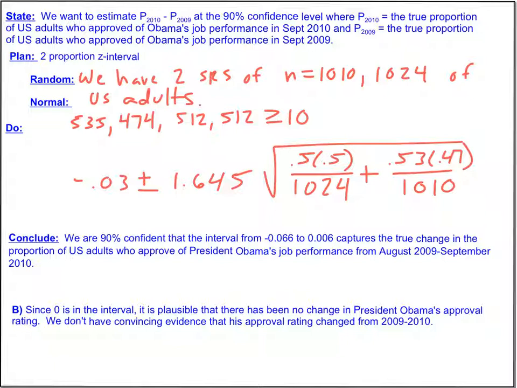There we go. That's all set up as it should be. The test you'd be looking for in the calculator would be a 2 proportion Z interval, right? In the plan step, we always name the procedure. That's what you're looking for in the calculator. And you would get this.